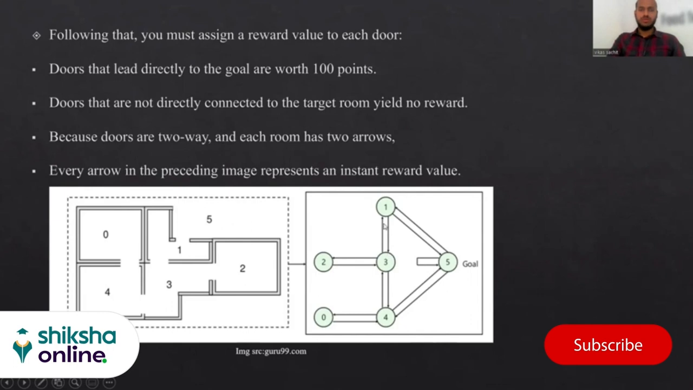So this is a reward value. This is Q-based learning, meaning value-based learning. We will give a value of 100 points as a reward if it is connected. In this way, we can do reinforcement learning based on a Q value.